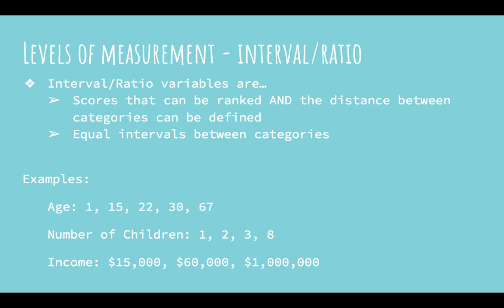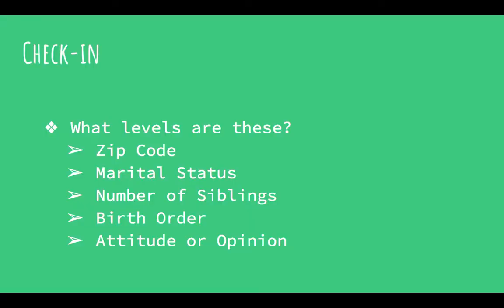So this is when the intervals are equal between the categories. So just to review it, you might want to pause this for a second and write down what you think each level these are: zip code, marital status, number of siblings, birth order, and attitude or opinion. Okay, so give yourself a second to kind of guess or think about which ones you think those are.